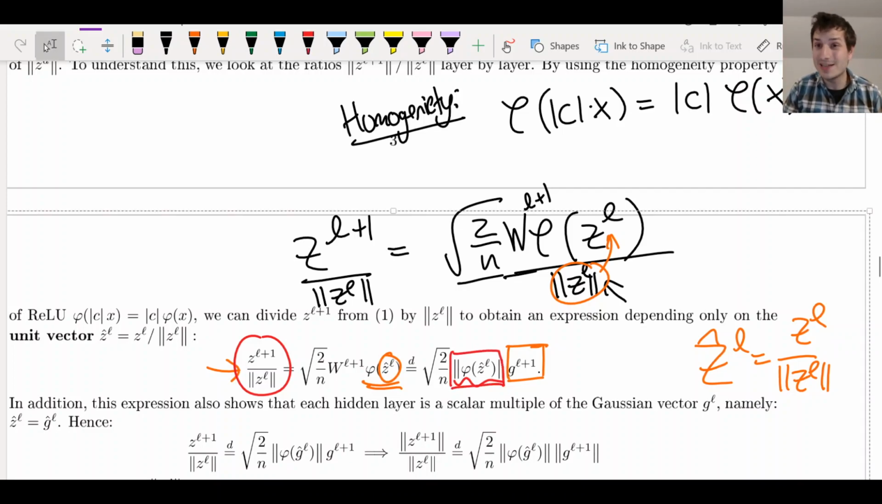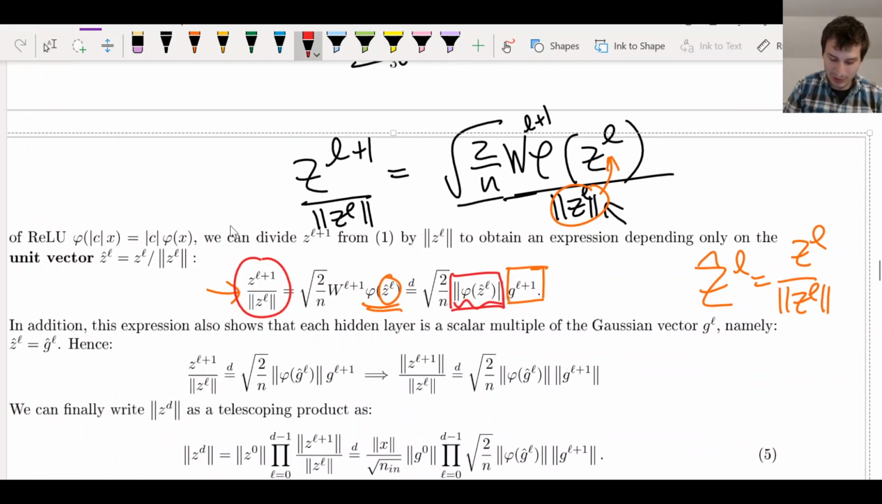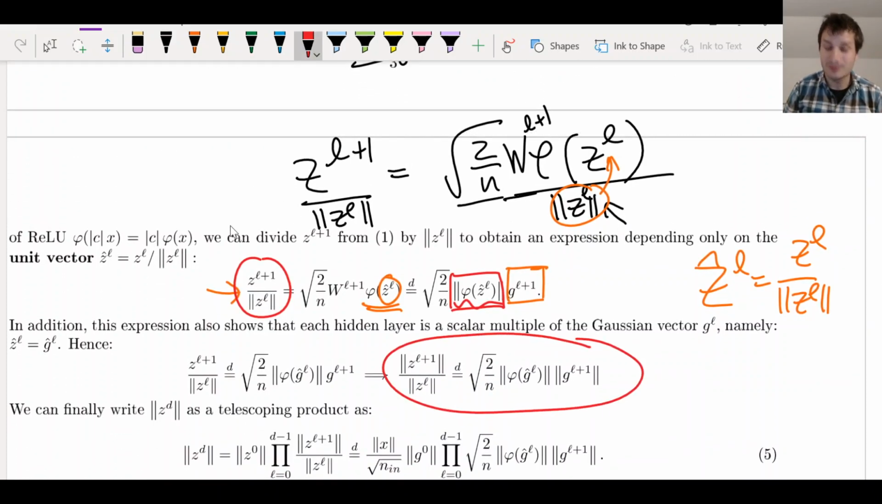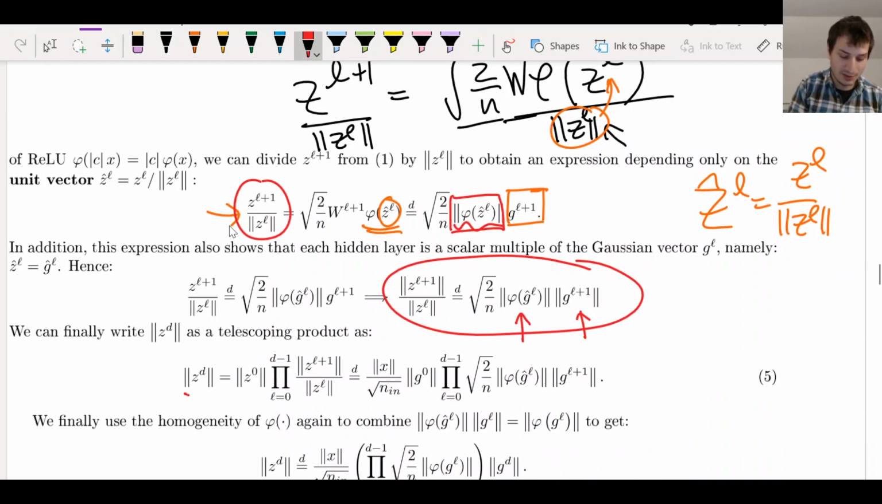Okay, now we're going to take the norm of both sides. And when you take the norm of both sides, you get this equation. So ZL plus 1, the ratio of the norms, ZL plus 1 to ZL, is a multiple of two different things. There is a norm of this unit vector involving the ReLU, and there is a norm of a Gaussian vector. And if you combine these two things, you can get a telescoping product for the norm of ZD. So the norm of ZD is the product of this ratio over all the layers. So that's what we're doing here.